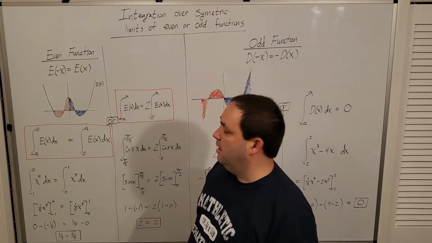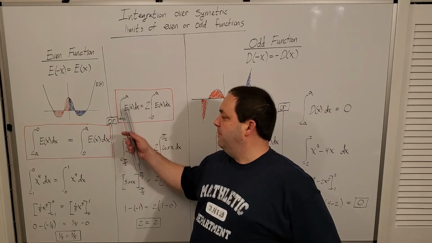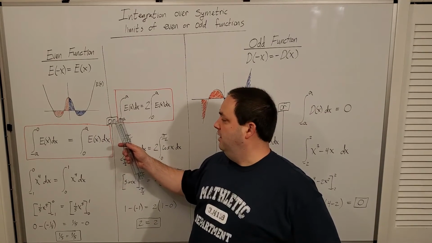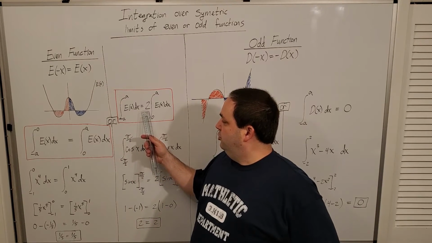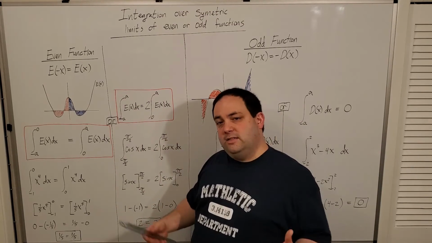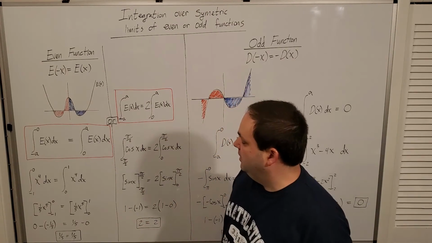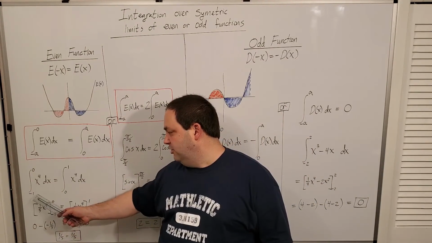Or another way of using this to your advantage is that if you have to integrate over symmetric limits, is what they call that, from -a to a, then basically you could just do times 2 and do the integral from 0 to a. And sometimes this works to our advantage. So here's some examples so you can see where this is actually true.